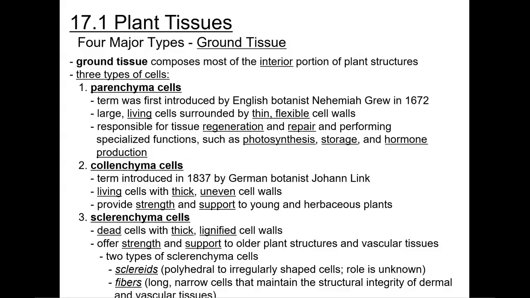There are two types of these sclerenchyma cells. You have sclereids. These are polyhedral, irregularly shaped cells. Their role at this time is unknown, so we're not sure. You're also going to have fibers. These are long, narrow cells that maintain the structural integrity of dermal and vascular tissues.